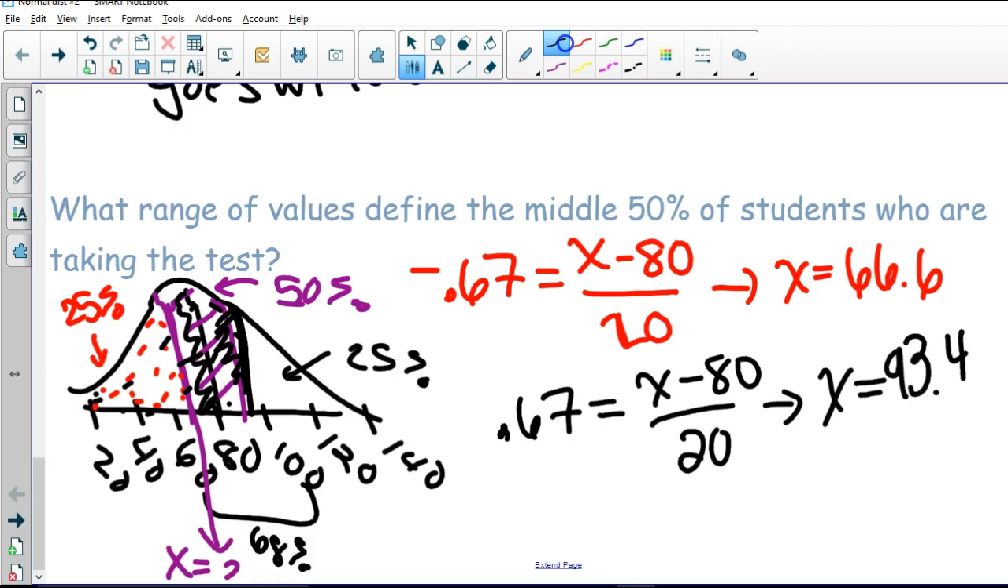And now I feel like I've shown you everything you need to know. You can now do normal distribution worksheet 1 and normal distribution worksheet 2. Okay, you guys good?